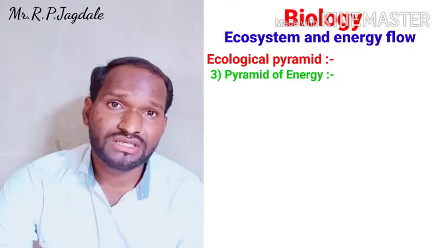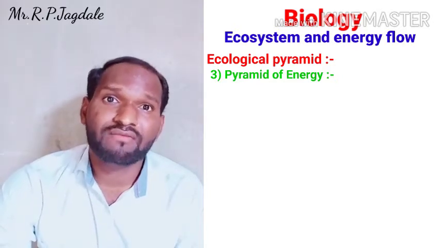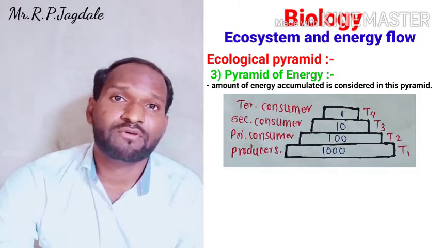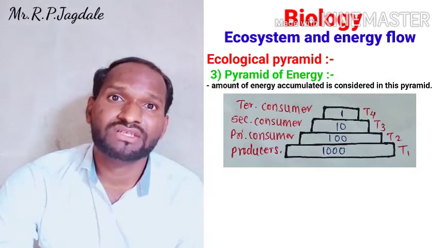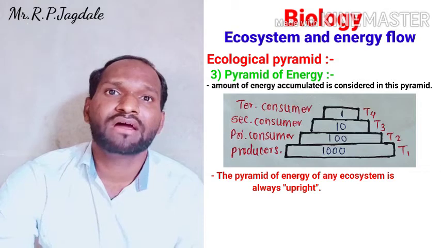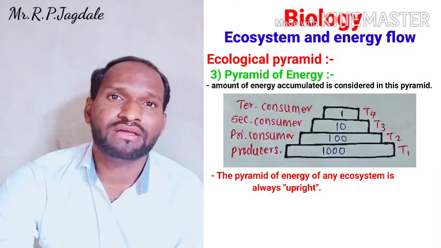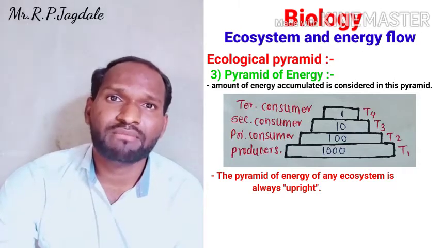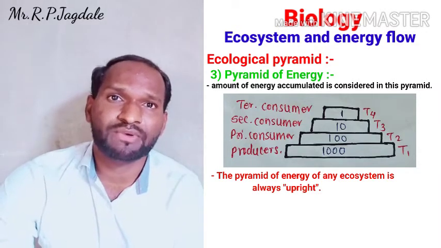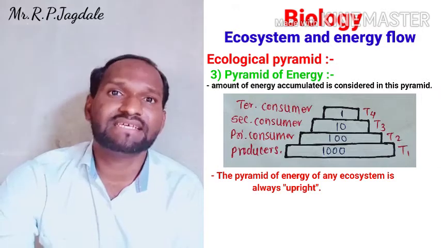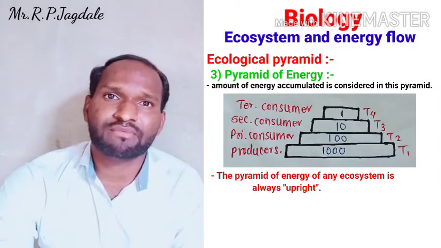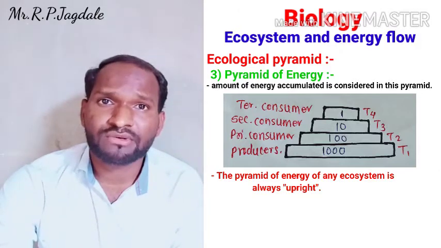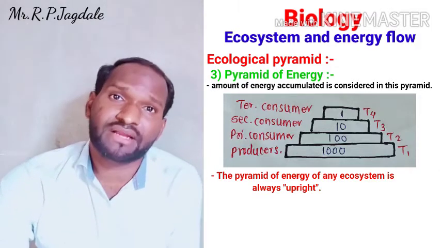Pyramid of energy is always an upright type of pyramid. Whichever the ecosystem, in every ecosystem, the pyramid of energy is always upright. There is a reason for that. Why is it always upright? Why is it not inverted? Why is it not spindle shaped? Why is it always upright?